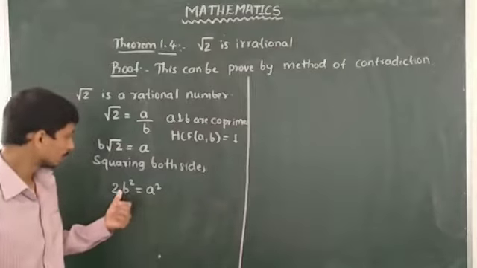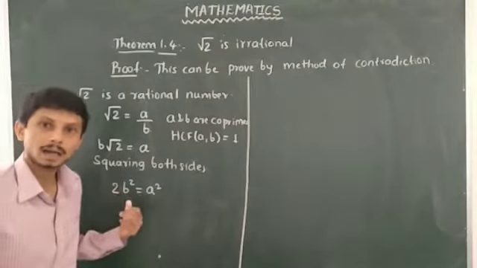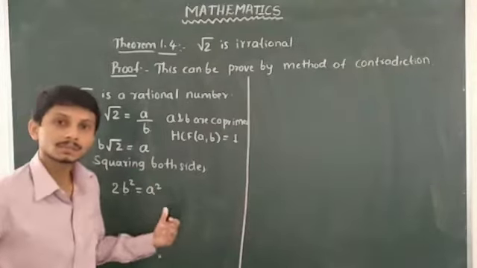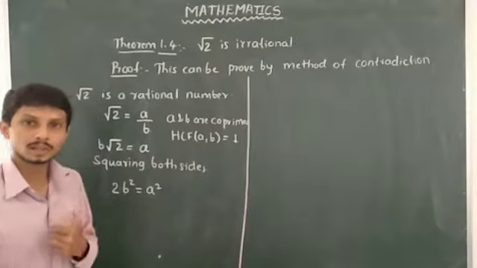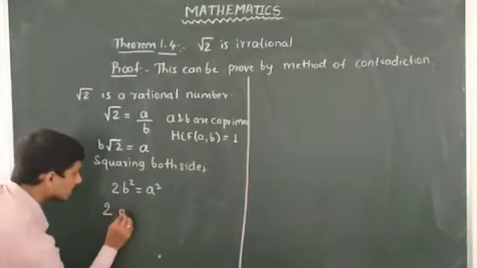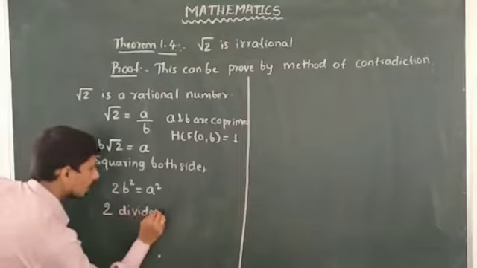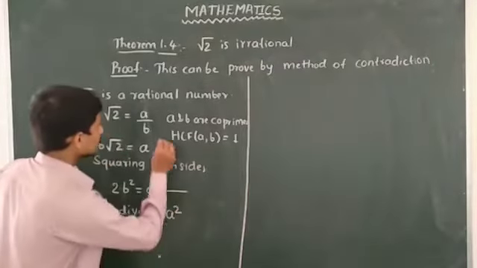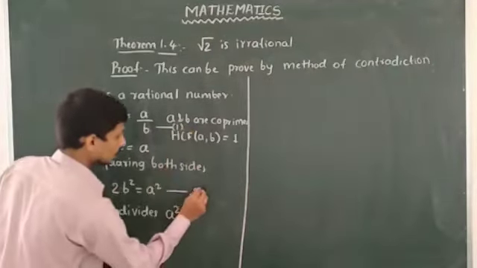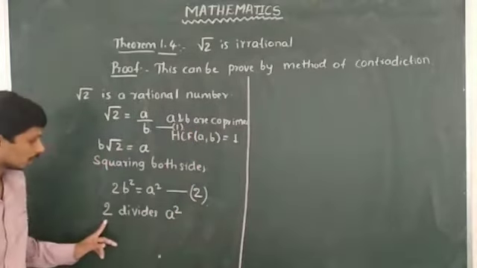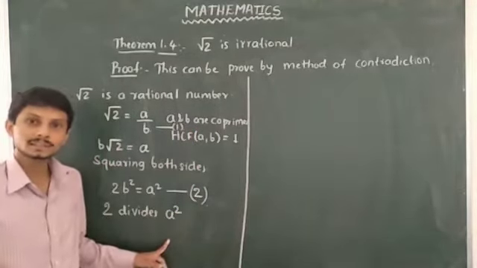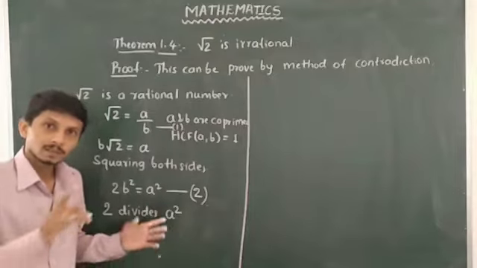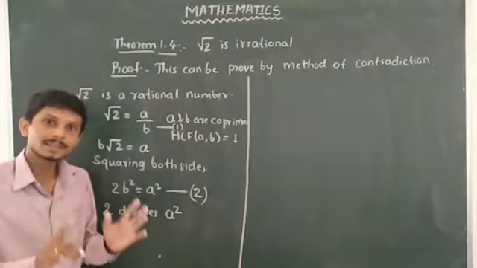From this expression we learn that it's a form of Euclid's division lemma, a equal to bq plus r, where here r is equal to 0. That means a square is completely divisible by 2, so 2 divides a square. I will take this expression as equation number 1 and this as equation number 2. Here we come to the conclusion that 2 divides a square. From Theorem 1.3, if p divides a square then p divides a also.